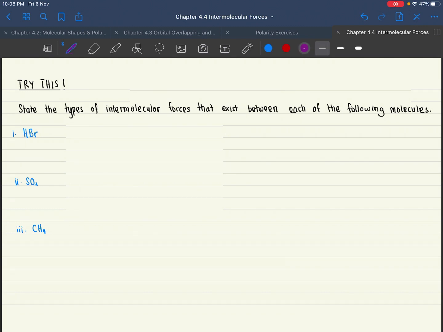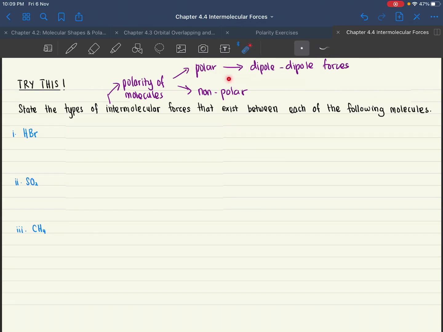Okay, sini saya bagi tips how to determine intermolecular forces of a molecule. Nak determine intermolecular forces, first kamu kena tengok polarity of molecule, sama ada molecule tu polar or non-polar. If the molecule is polar, that means dia akan ada dipole-dipole forces, sebab dipole-dipole forces untuk polar molecule only.